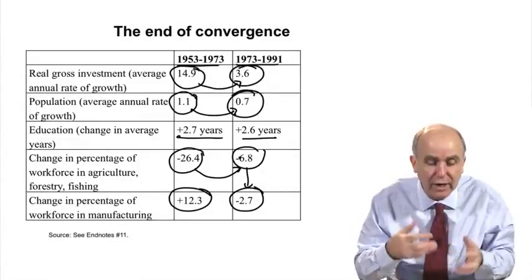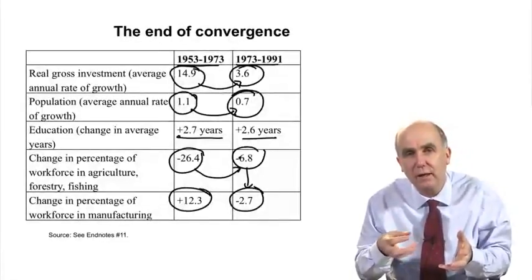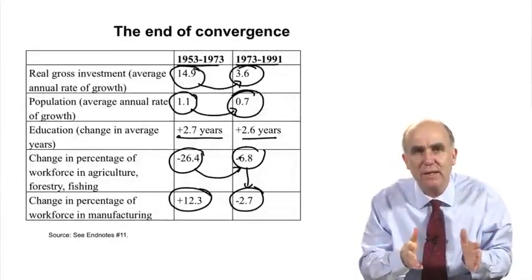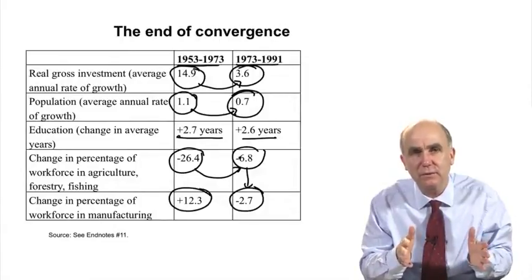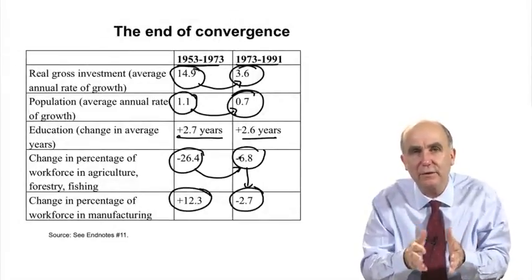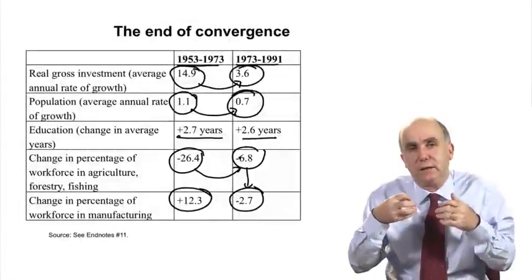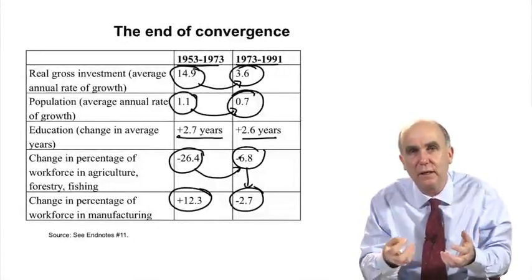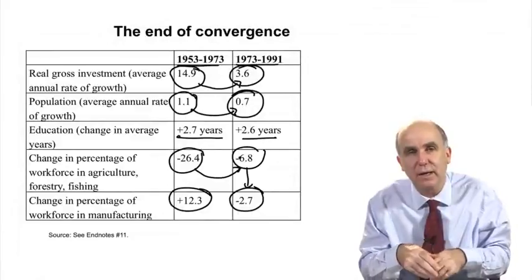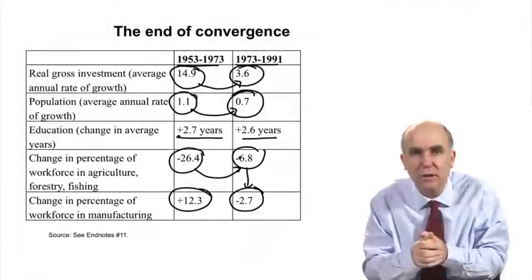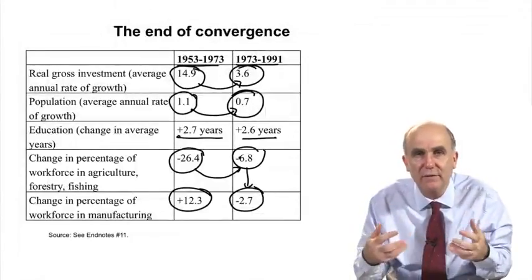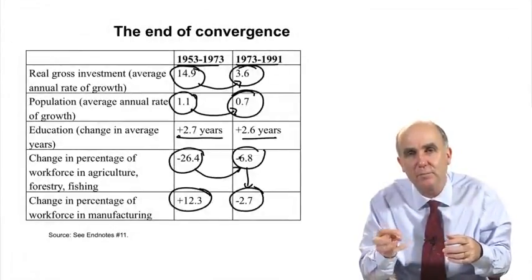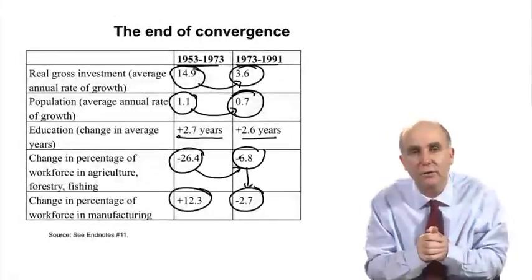So a variety of forces that were major influences on Japanese economic development from 53 to 73 might still exist, but a lot less strongly in the period from 73 to 91: investment, capital accumulation, demographic effects, and the benefit of shifting workers from agriculture to industry.